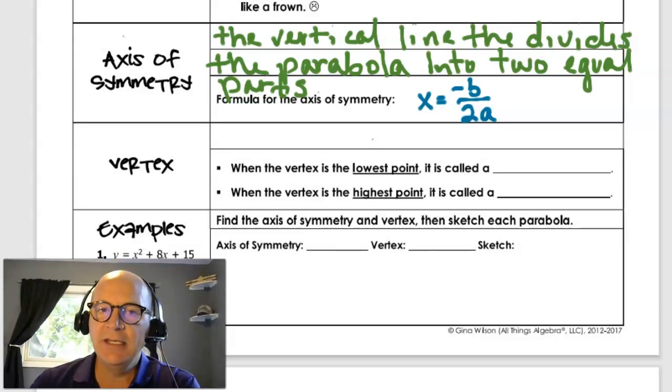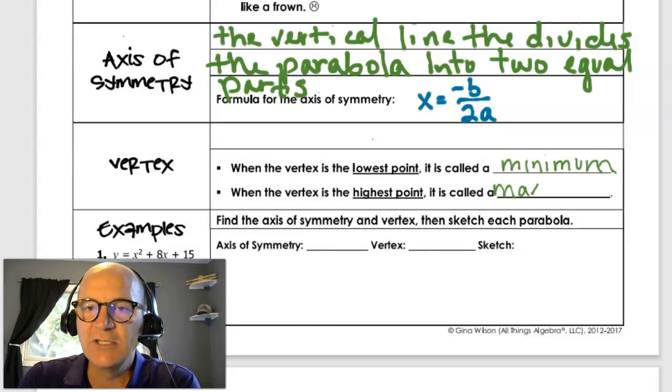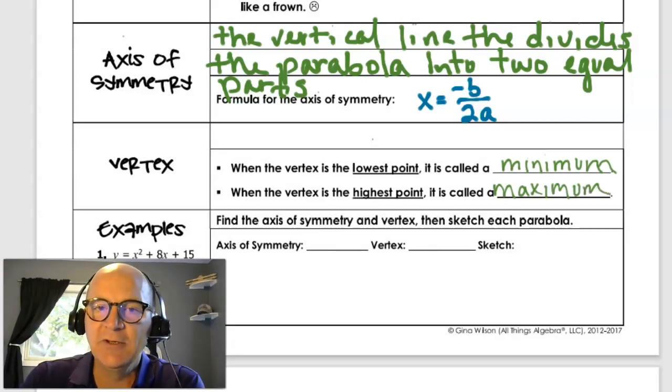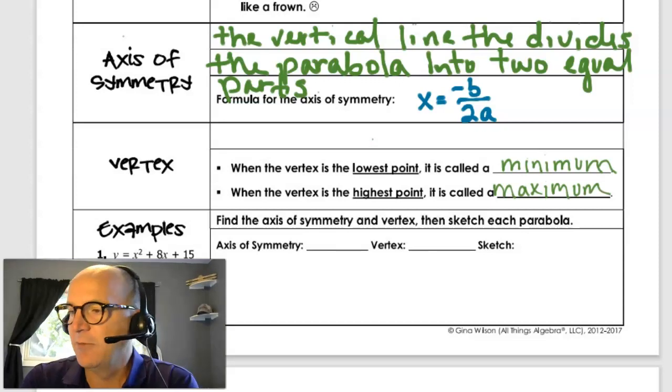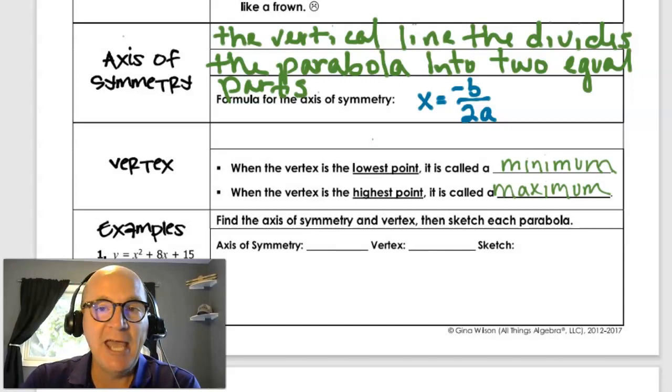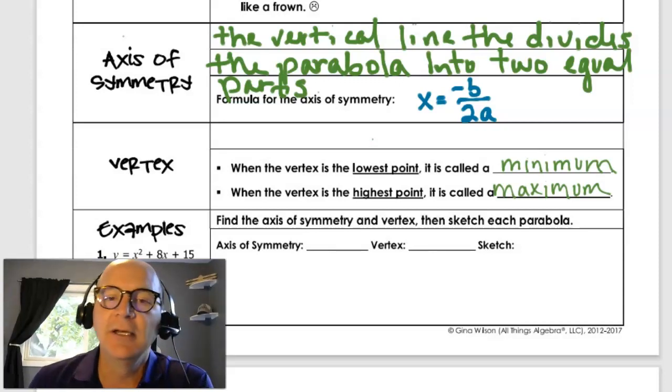Okay, so keep in mind that when we talk about the vertex in the first equation, where it opened up, that vertex was a minimum, and in the second equation, where it was the highest point, it's called a maximum. Remember that if the parabola opens up, it only has a minimum value. There is no maximum value, and it's the reverse if it's flipped upside down.